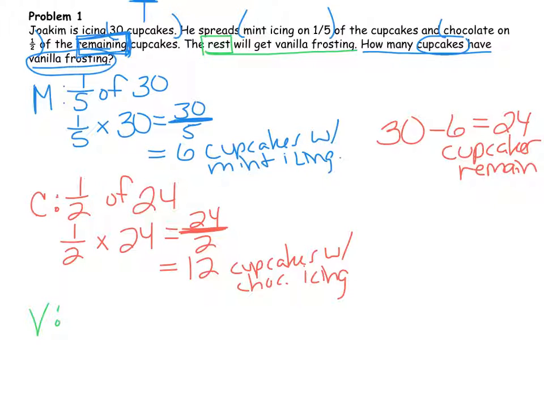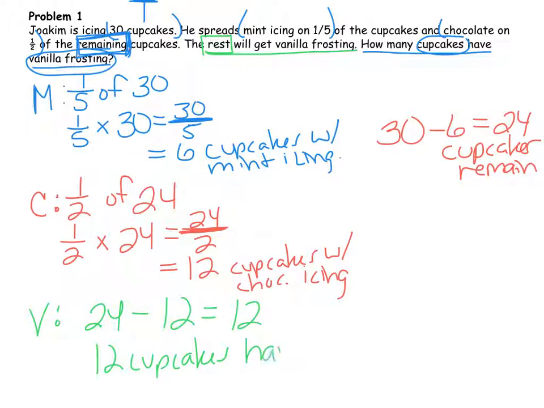So I have 30, taking away my 6 mint, which is 24. So now I need to take the 24 remaining and subtract how many were chocolate frosted. 24 minus 12 is 12. So 12 cupcakes have vanilla frosting.